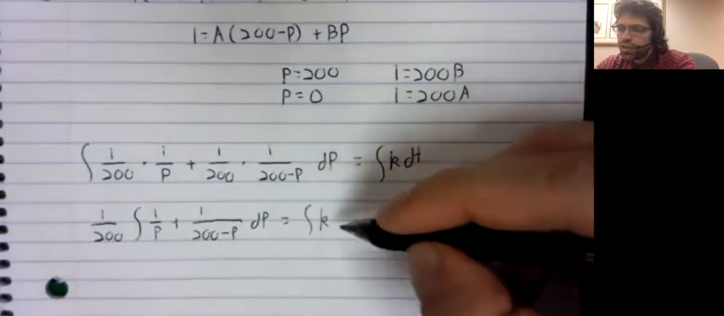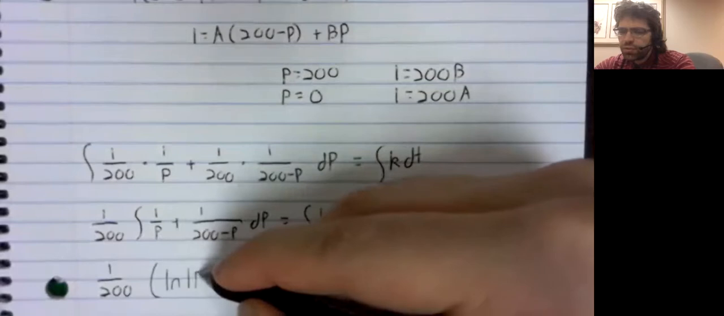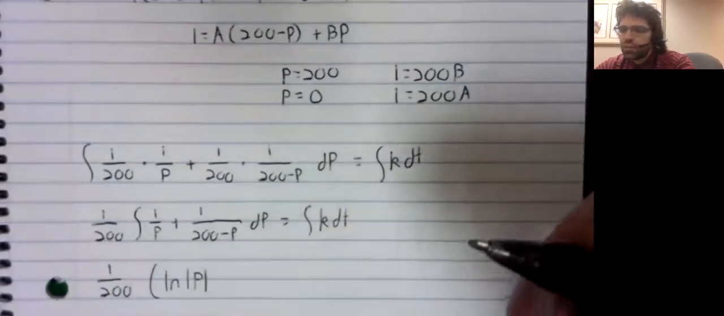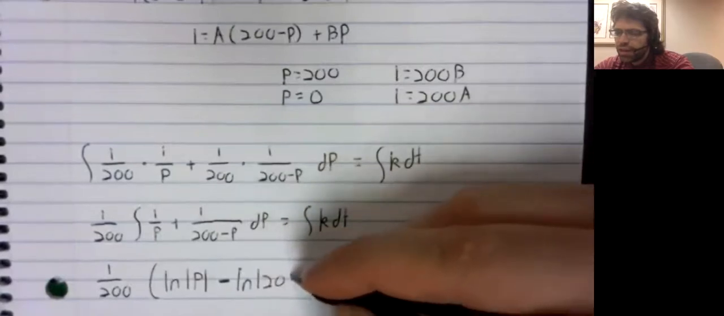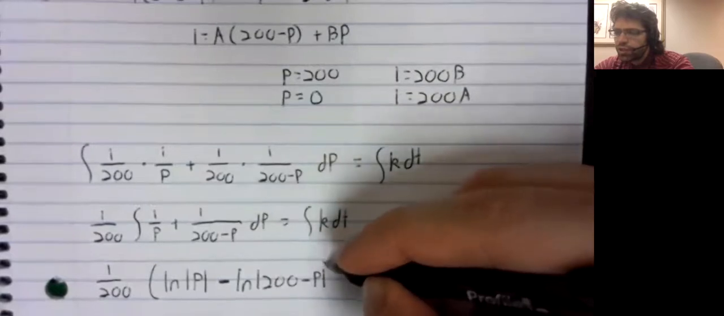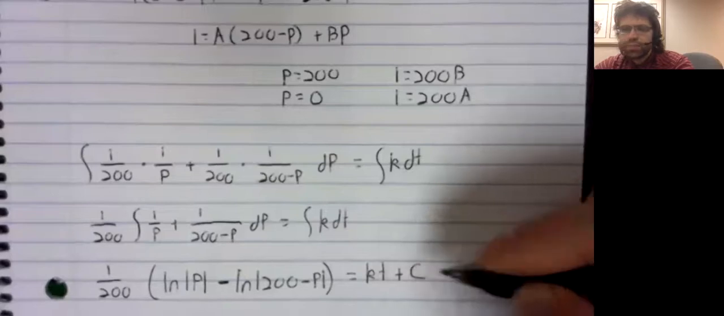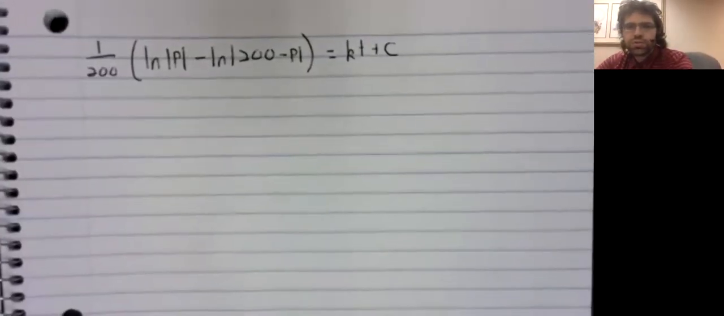And now we'll actually take some antiderivatives. The antiderivative of 1/P is, for the moment I'll include the absolute value, the natural log of the absolute value of P, minus, because of this negative sign, the natural log of the absolute value of 200 minus P, equals kt plus a constant of integration. Here's where we are so far.